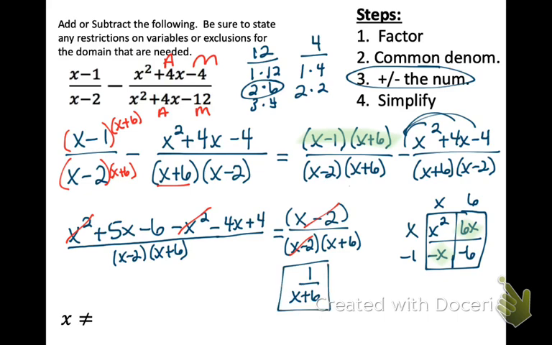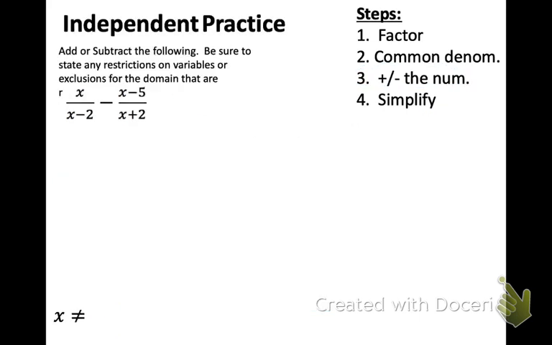Looking back at all of my denominators, all I have in there are x minus 2's and x plus 6's. So my restricted values are going to be positive 2 and negative 6. Okay, I would like you to pause your video, try the independent practice problems, and then restart it to see my answers.